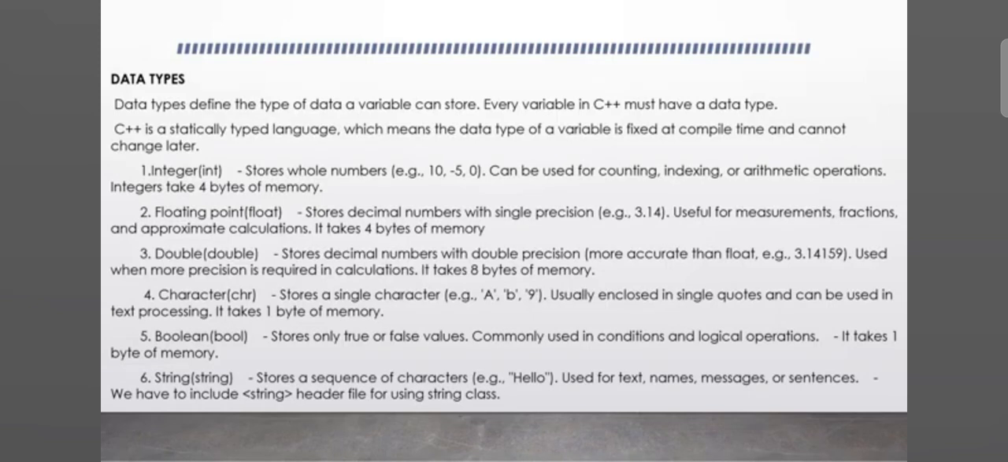Next, Boolean. It stores only true or false values, commonly used in conditions and logical operations. It takes 1 byte of memory. String stores a sequence of characters, example: hello, used for text, names, messages, or sentences. We have to include the string header file for using the string class.